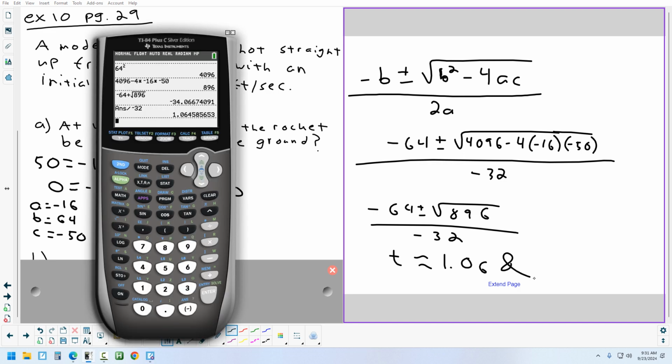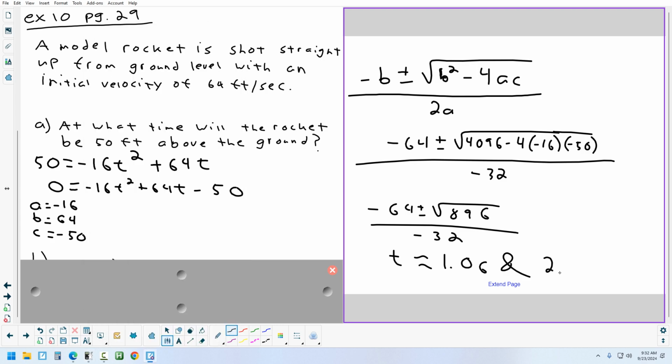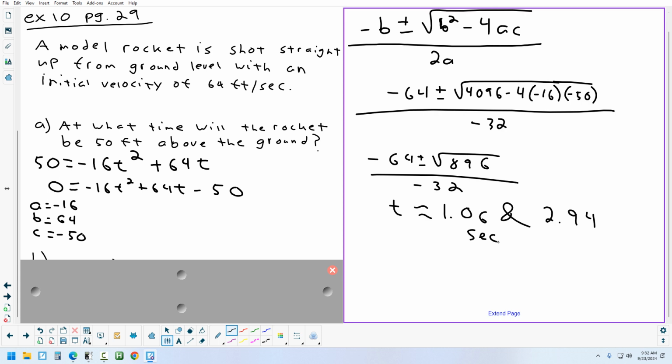And let's type it in again, negative 64 minus the square root of 896, and then I'm going to divide by negative 32. 2.94. So that's probably now on the way back down. 2.94. If they ever don't say how many decimals, I'd say 2 is usually pretty good.